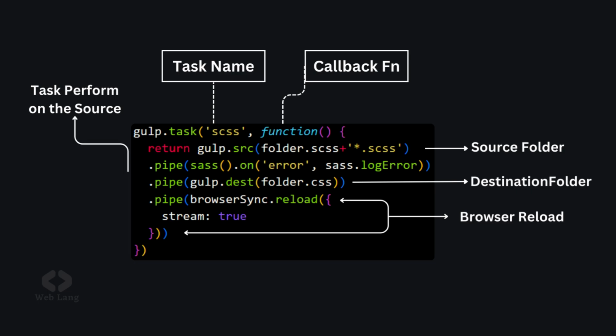Instead of reloading the browser, I am passing stream true. It will not reload the browser, it will reflect the CSS changes, and you will see them on the browser side without reloading the browser. So this is the gulp task explanation. I hope you understand how you can create the task.